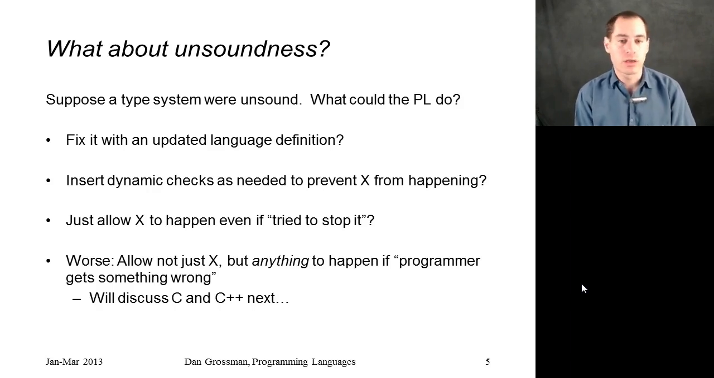But the worst thing you could do is say, well, I tried to prevent x, but I didn't always do it. And if x actually happens, I'll let the program do anything. I'll let the program be like any program in the world, maybe even one that deletes all the files on your computer or sends a virus out on the internet or anything else. And this is exactly the sort of approach that C and C++ take with their type system, and I want to discuss that in more detail in the next segment.